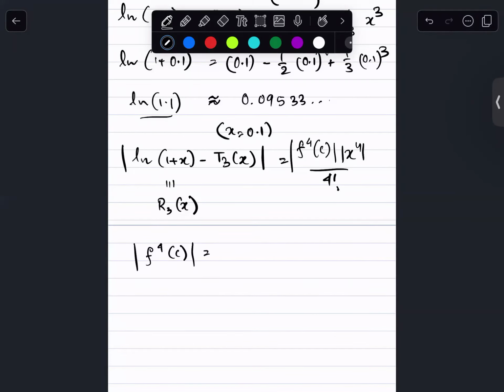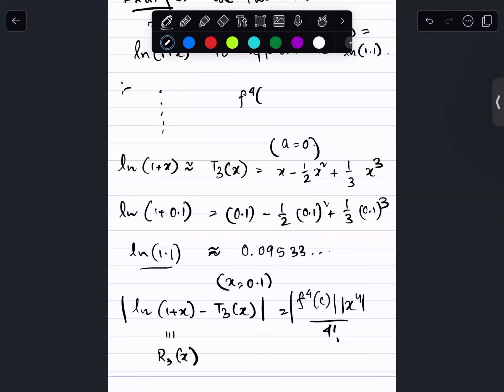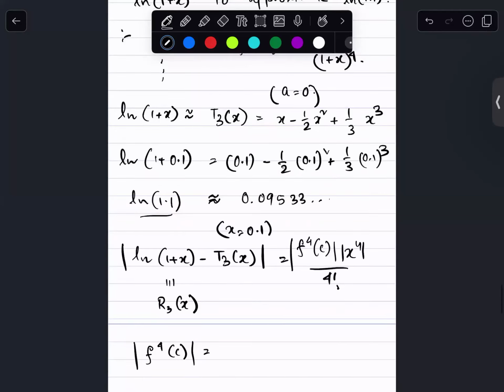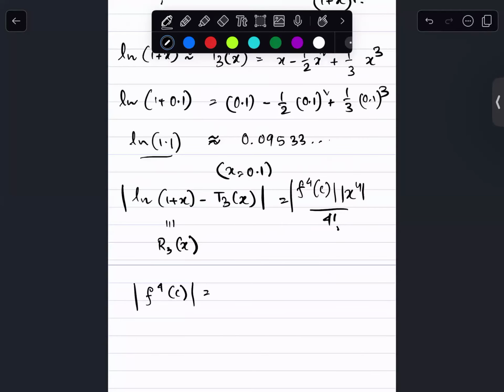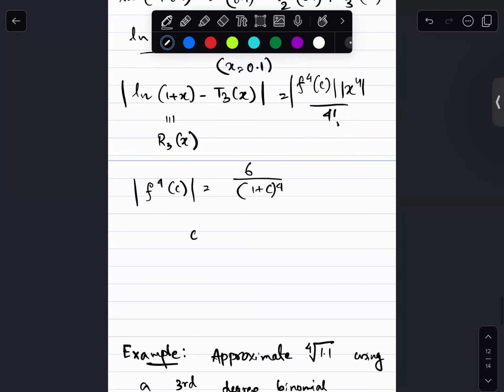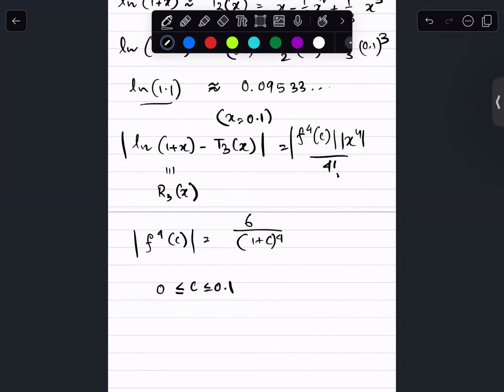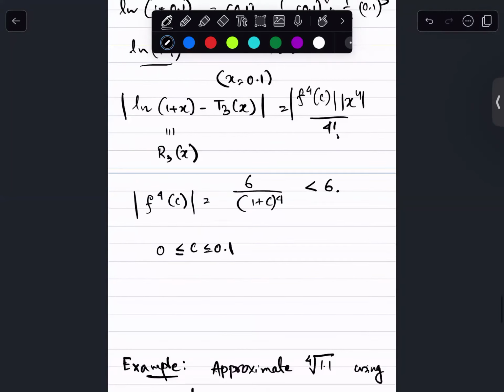So the fourth derivative of f at x is minus 6 over 1 plus x to the 4. You can get that, not a big deal. But then this is nothing but 6 over 1 plus c to the 4, right? Where c is between 0 and 0.1, between a and x. So far, so good. But then this is less than 6, because c is between 0 and 0.1. So I can write this.